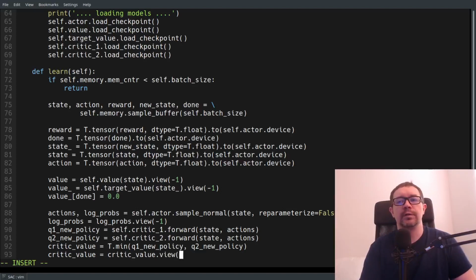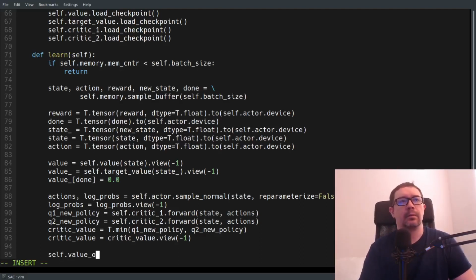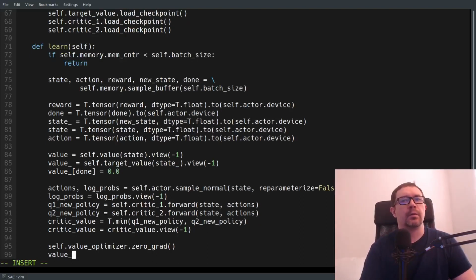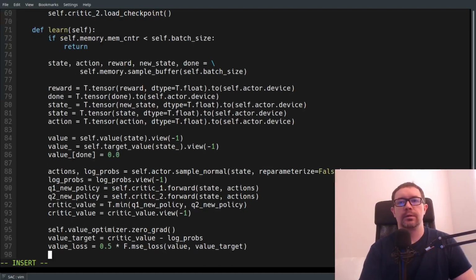And of course we want to return a view and collapse along the batch dimension here, and then we can go ahead and calculate our loss and backpropagate. So our value target will be the critic value minus the log probs, and then our loss will be 0.5 multiplied by f.mse loss value and value target.